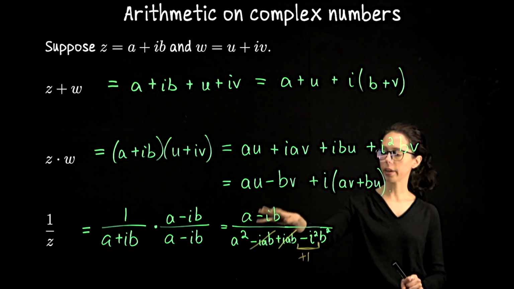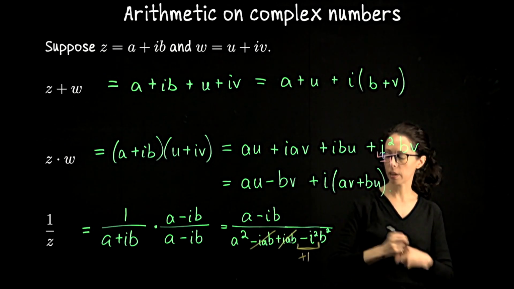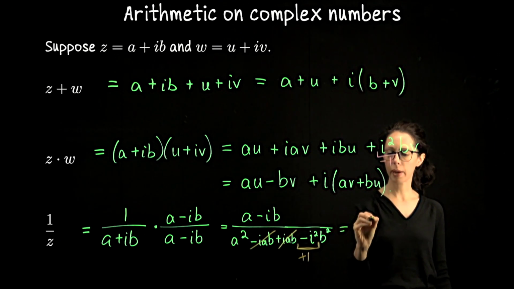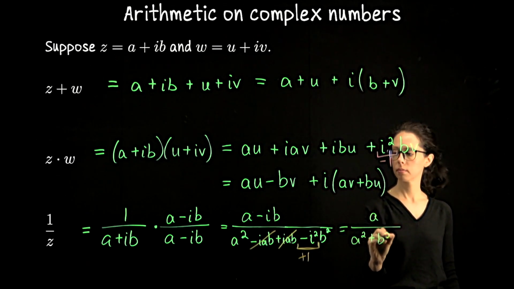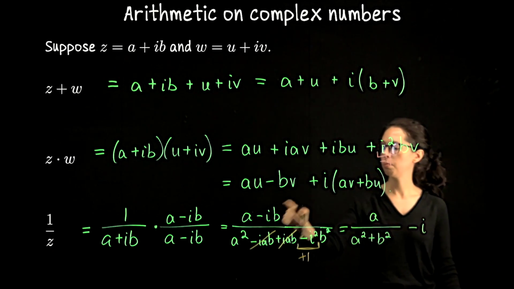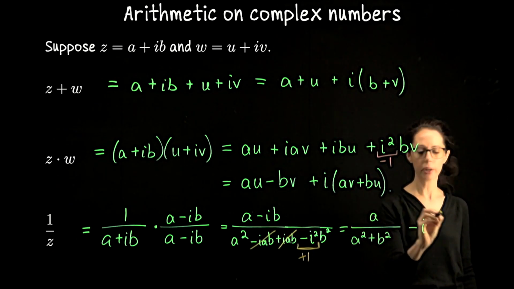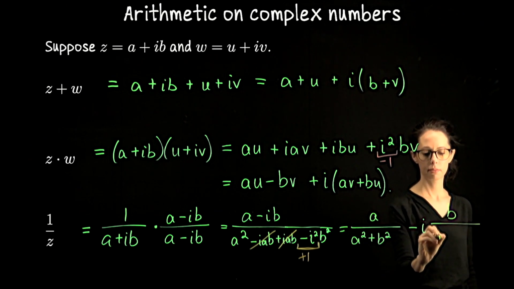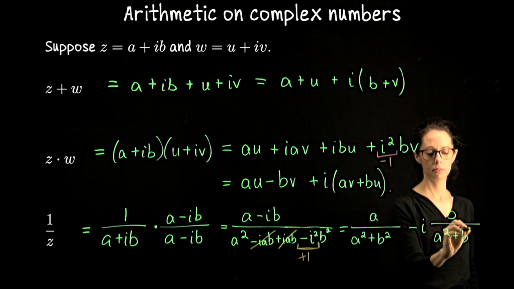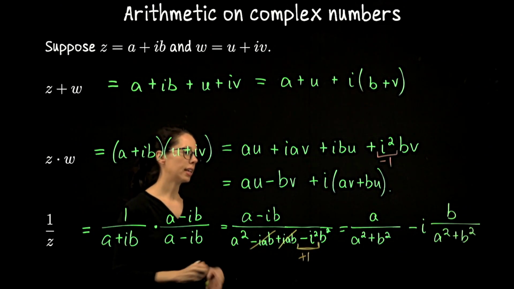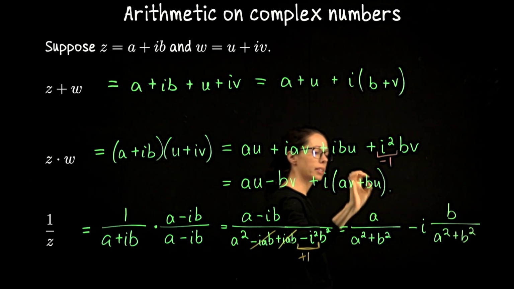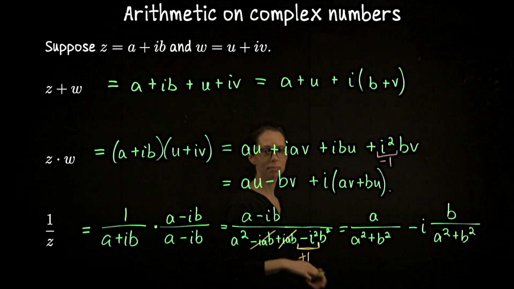We can now take the numerator and split it up so that we'll have a divided by a squared plus b squared. That's going to be the real component. Minus i b divided by a squared plus b squared. So like this, we've taken 1 over z and written it as a real component plus an imaginary component.